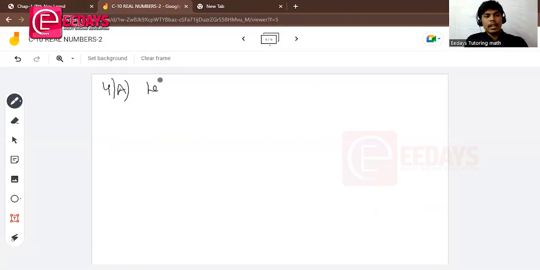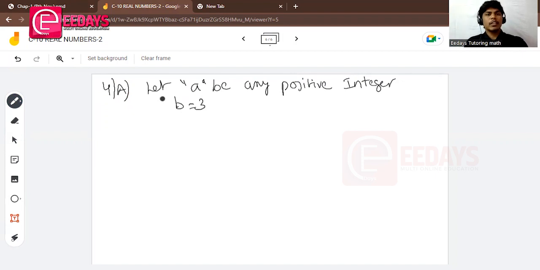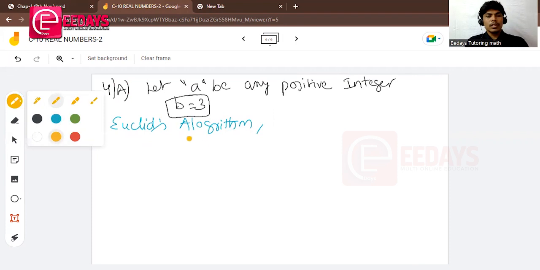Now you can write: let A be any positive integer, as given in the question and in the hint, and we can take B as 3. Why? Because it is in the form of 3q plus 1, 3q plus 2 like this. That's why you can take B equal to 3. I hope everyone understood. Now apply Euclid's division lemma, the same process guys, nothing else. Euclid's algorithm, what is it? Let's write it here. So A is equal to BQ plus R.